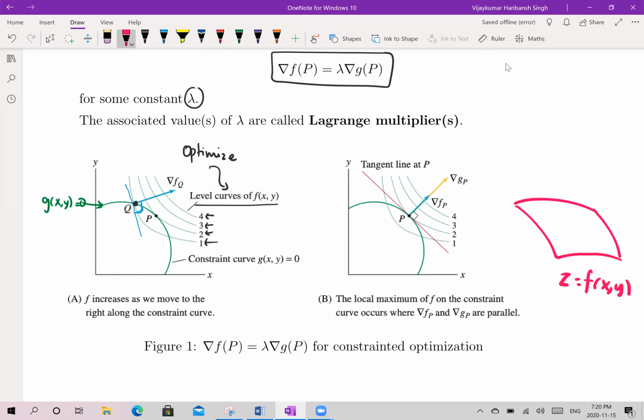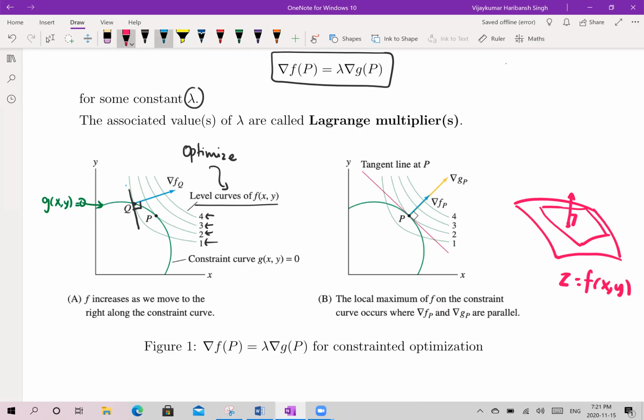The grad f was basically the normal, perpendicular to the tangent plane, right? So the same thing holds for a function of two variables here. When you're looking at the level curves, you draw a tangent at this point for your function f, and your grad f will be perpendicular to that.